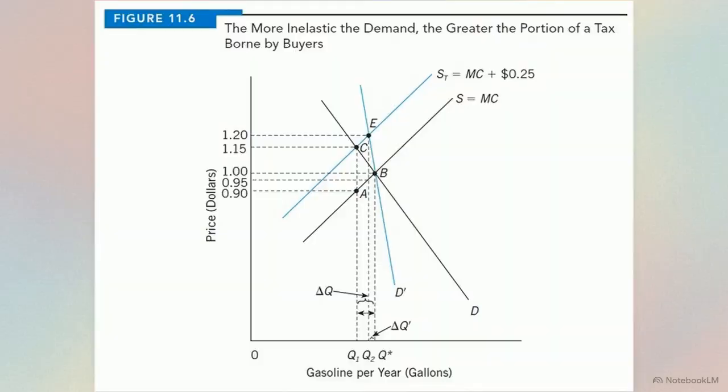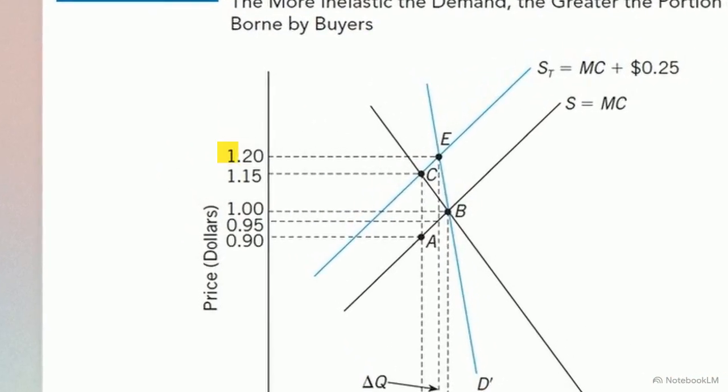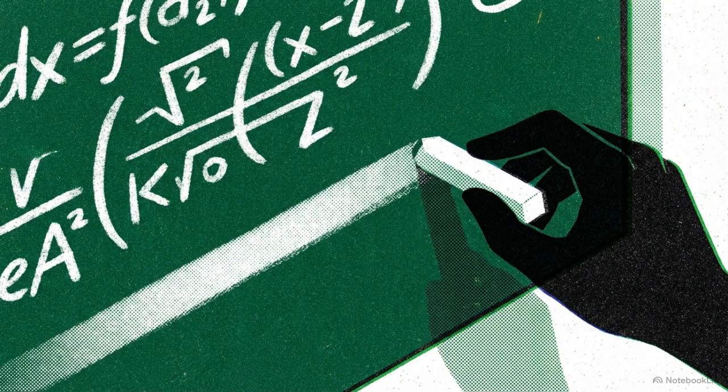This graph models a market with highly inelastic demand. Buyers barely change their behavior when prices rise. Note the steep D-prime curve. Under these conditions, the consumer burden expands massively. Because buyers are less responsive, they swallow almost the entire cost. We can translate this visual intuition into a precise mathematical proof.